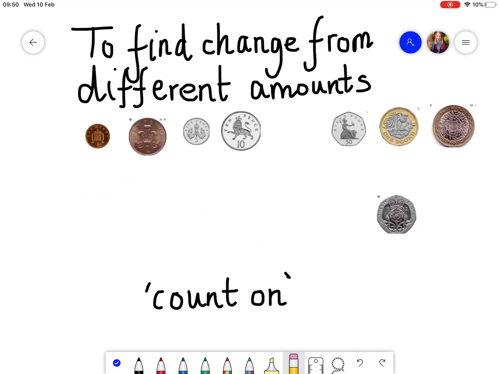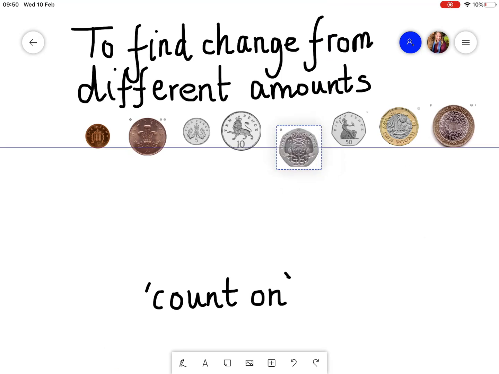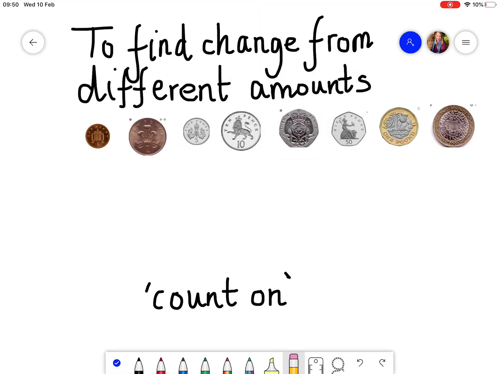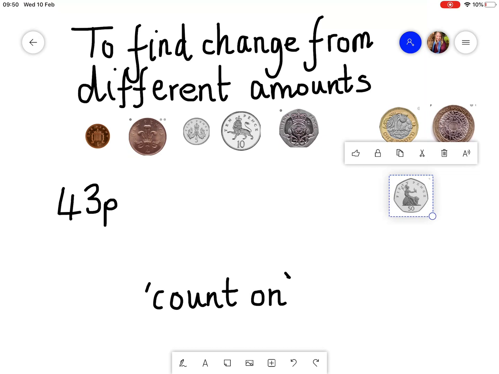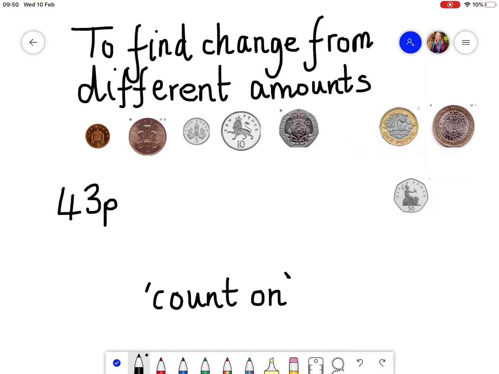So let's try another one with the count on strategy. So let's put my 20p back. This time your item was 43 pence. But you didn't have 43p, so you gave the shopkeeper a 50p coin. Now we know 50 is bigger than 43, and we know you should be getting some money back. So let's count on from 43 up to 50. Are you ready? 43, 44, 45, 46, 47, 48, 49, 50.